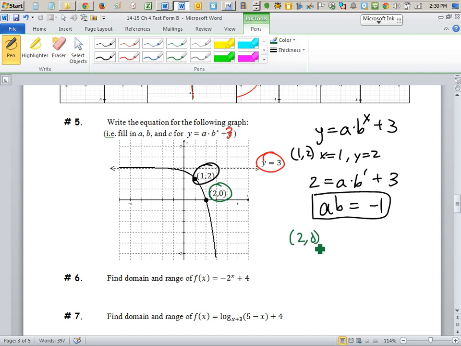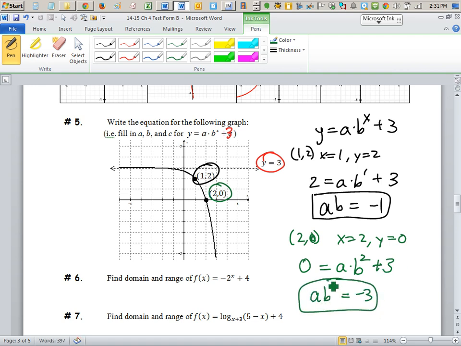I said 2, 0 is on the graph, so that means x is 2, y is 0. And you can just put that in too. So same model, 0 equals a times b to the second plus 3. In other words, ab squared is negative 3. So armed with both of these, you should be able to figure out that b is 3.